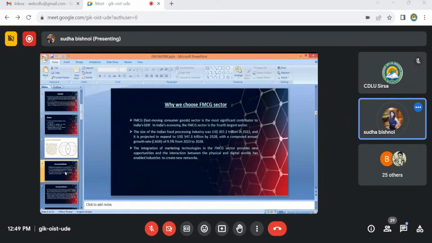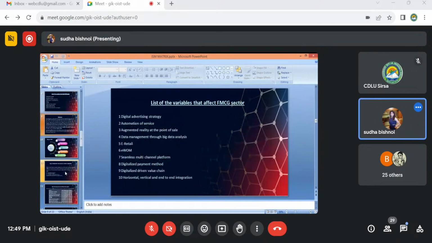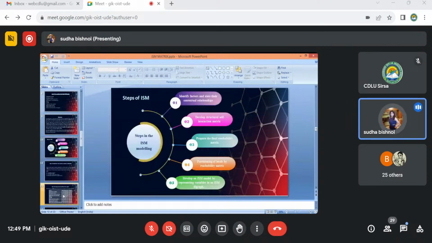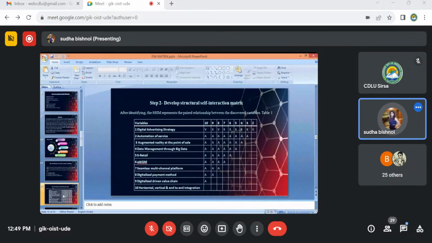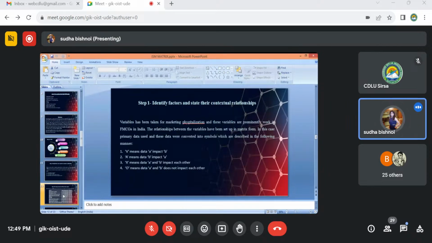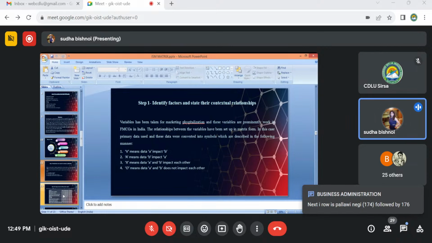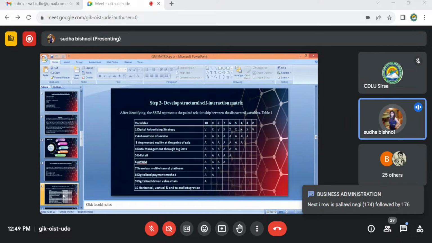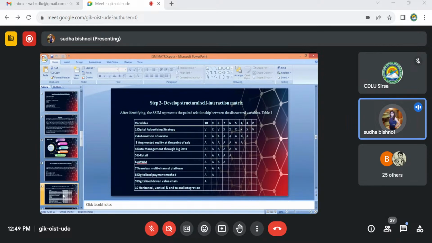So the results are being shown. These are the 10 variables on which we have determined our results. Here we have V, A, X, O variables. V implies A impacts B; A implies B impacts A; X means A and B impact each other; and O means A and B do not impact each other. On the basis of the responses from our respondents, we fed the answers into this structure.